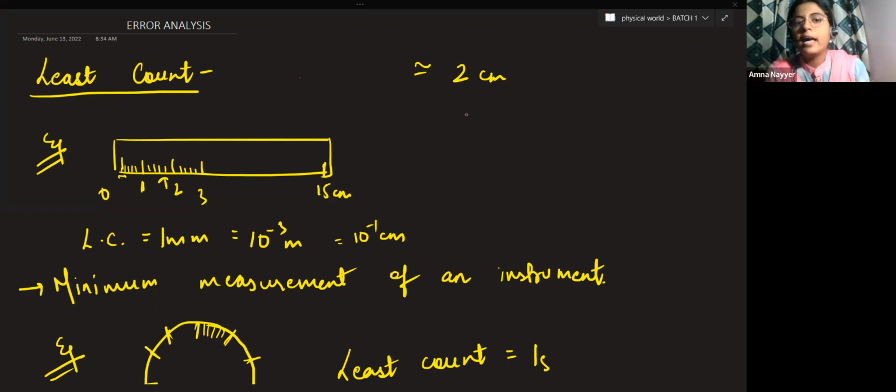Okay, so in the last class, we started with error analysis. Error analysis basically comes in whenever there is wear and tear in your instruments or due to any other factor, and you get error in your calculations or measurements.